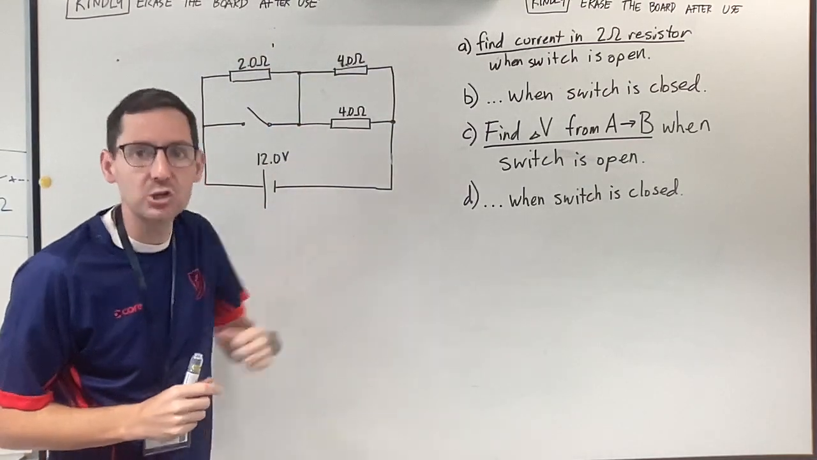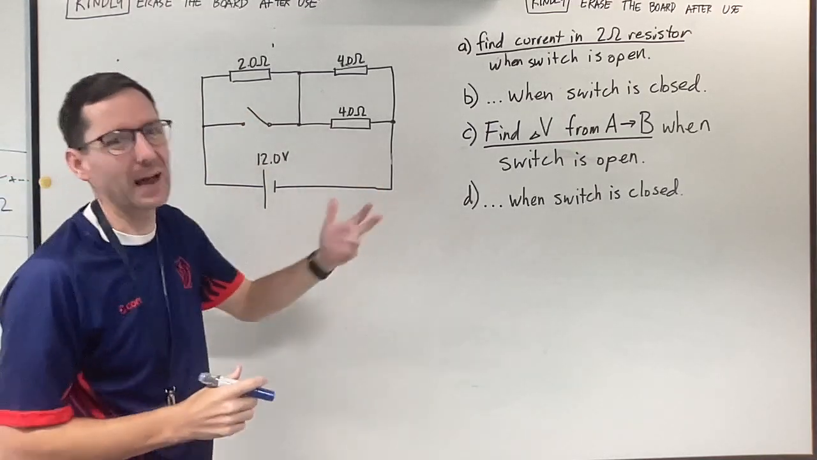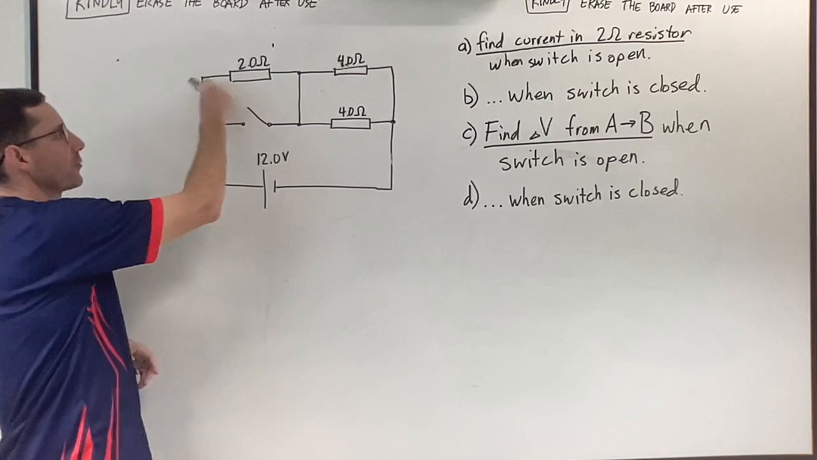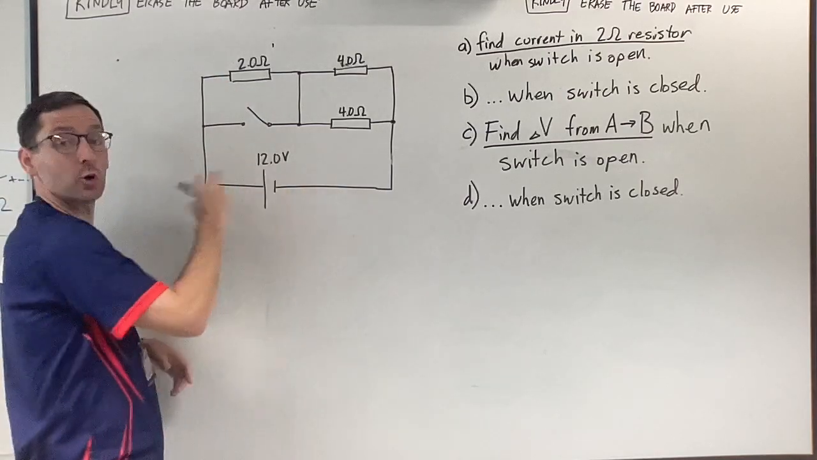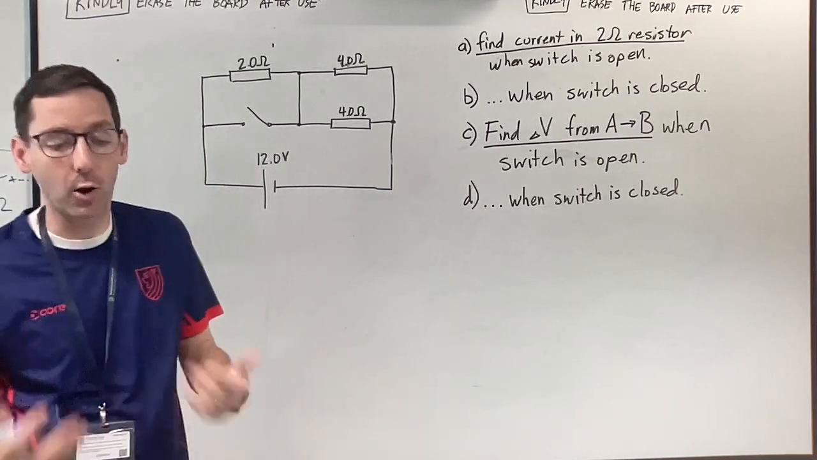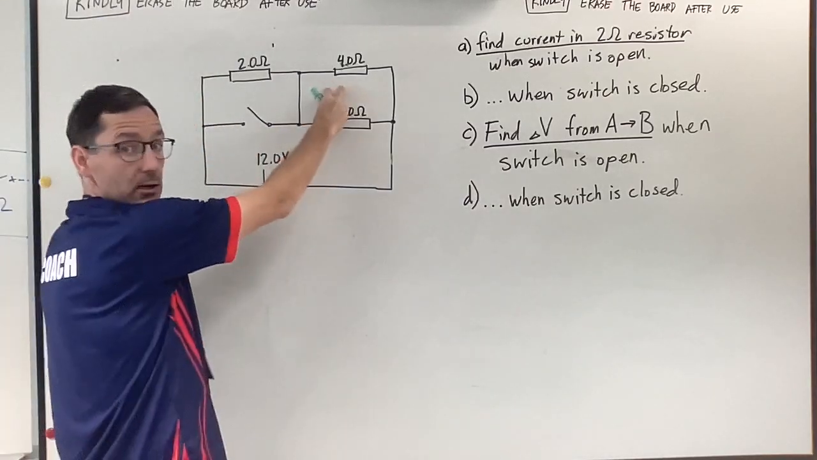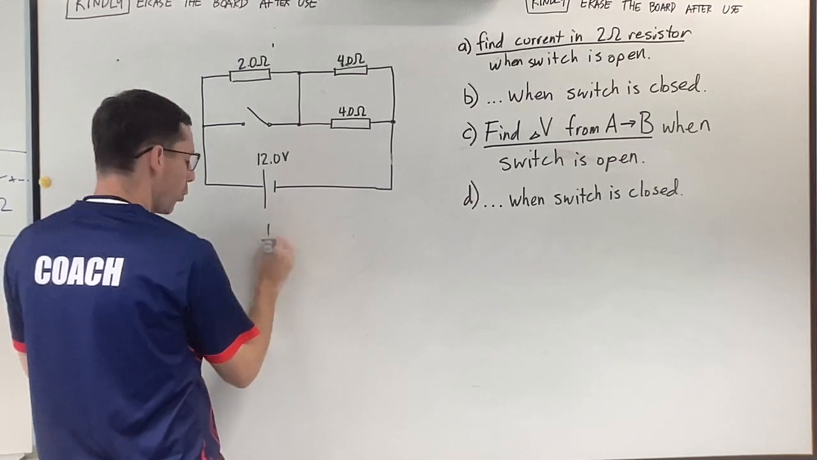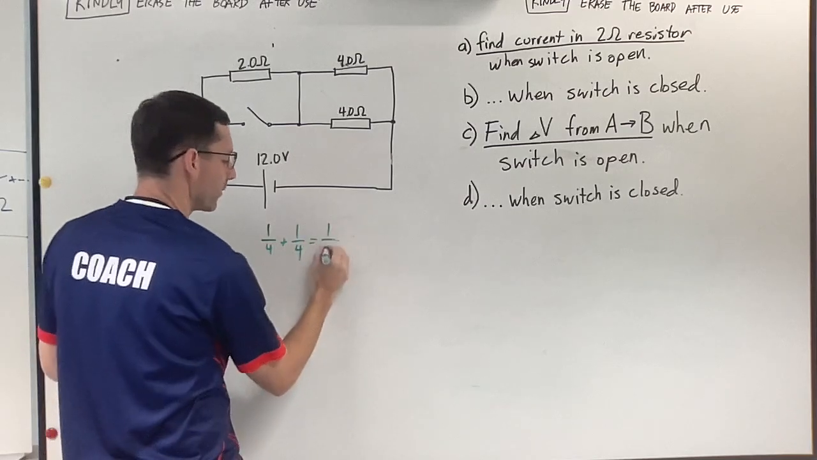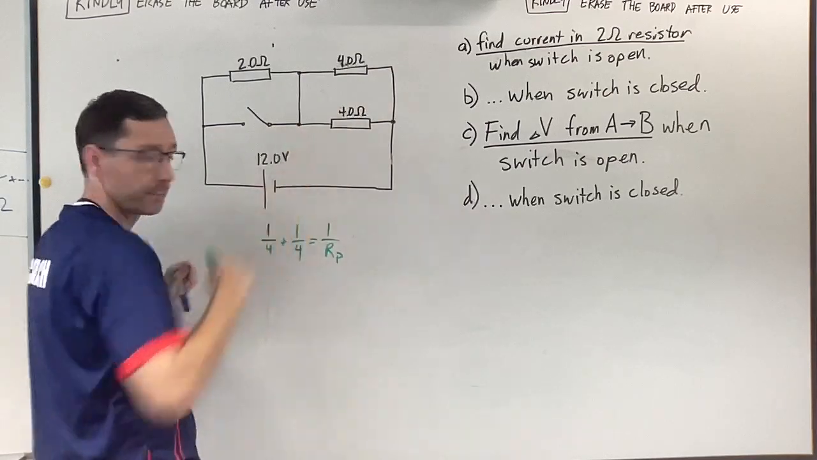That's parallel. So when I'm trying to find the current in the 2 ohm resistor, it should be pretty evident that I'm going to need to know how much current is going through that resistor. Now the current going through that resistor is the same as the total current in our circuit. And so for us to be able to do that, we are going to need to do that whole resistance thing with putting all our resistances together. So I'm going to look at the parallel piece here. So that's going to be 1 over 4 plus 1 over 4 equals 1 over the resistance of the parallel piece right here, putting those two together, right?